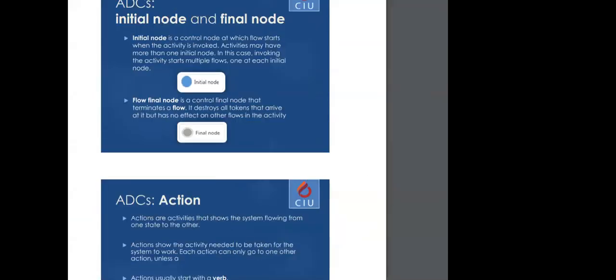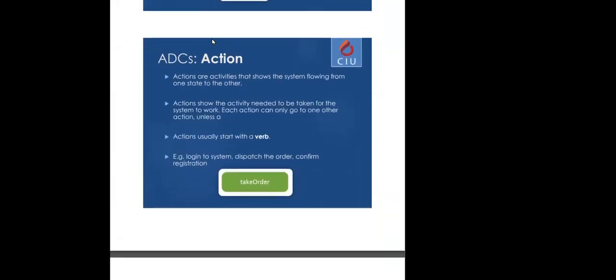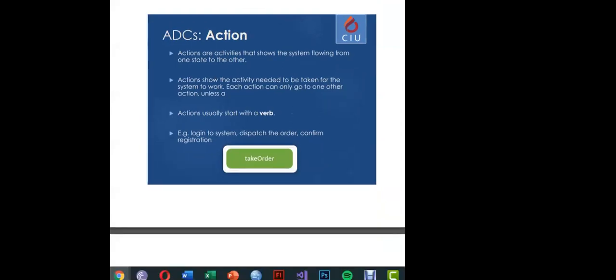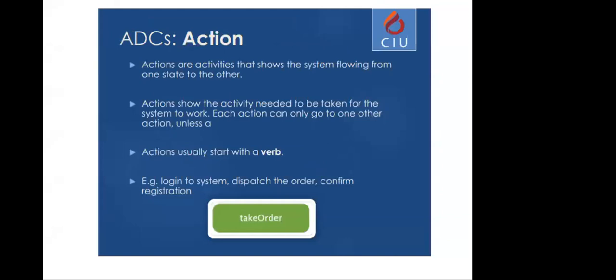Next, we have actions. So I'm going to go down and look into the action. Actions are activities that show the system flowing from one state to the other. With each activity, the system basically builds up to work. Each action can only go from one to the other, unless obviously there is a fork or something else in between.